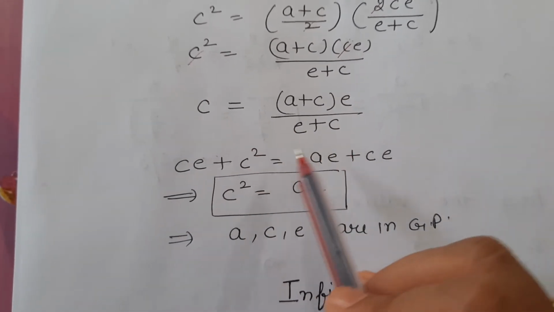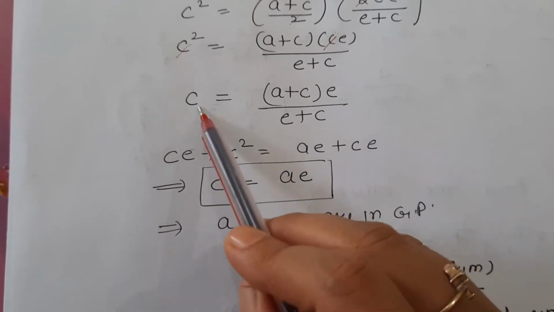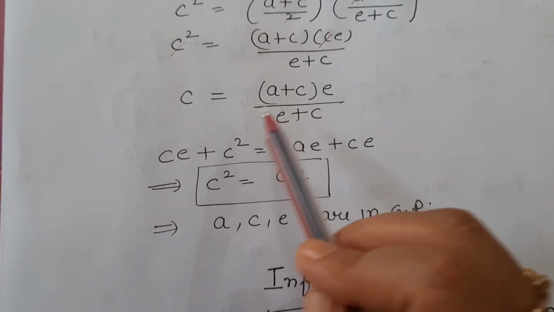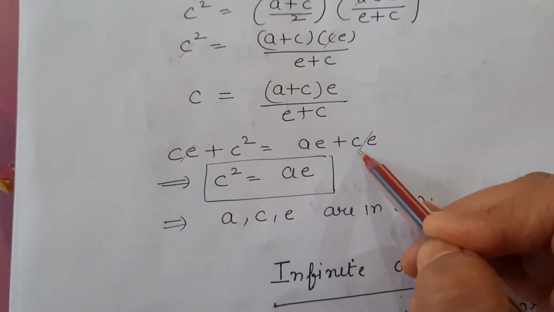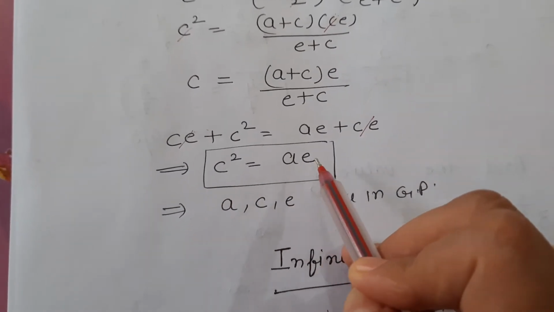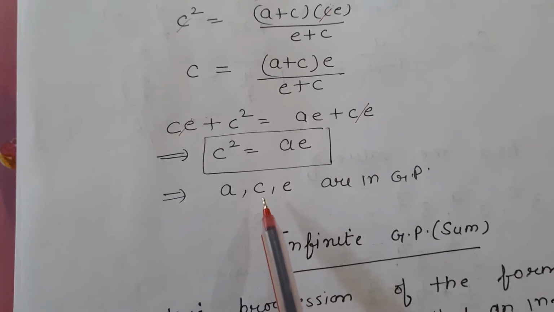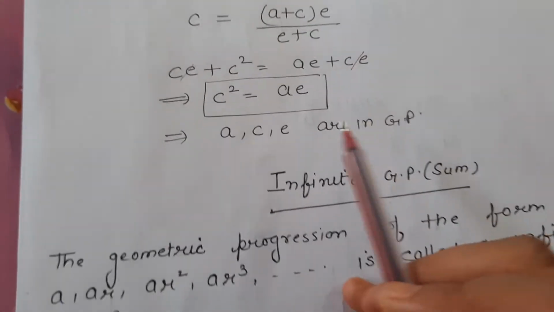Now do cross multiplication. You will get CE plus C square is equal to AE plus CE. Again this CE is going to be cancelled. So C square is equal to A into E. That means A, C, E are in GP.